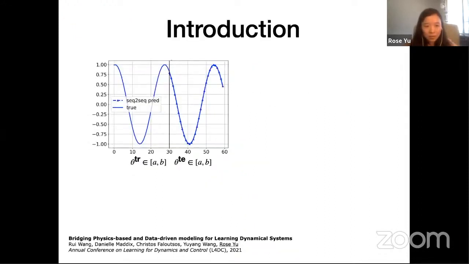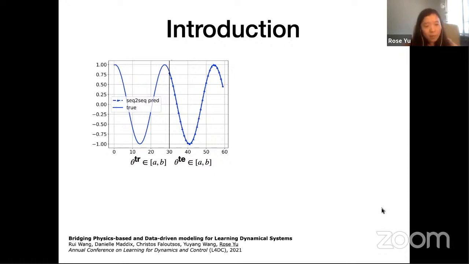But let's start with a very simple example. Let's say we want to learn a very simple dynamics in the form of a sine function. Here we're looking at a sine function, and by learning dynamics, we want to do forecasting. The model sees the trajectories in the past on the left-hand side of this vertical line, and the goal is to predict the future points on the right-hand side of the vertical line. This is an example from our recent paper in L4DC.